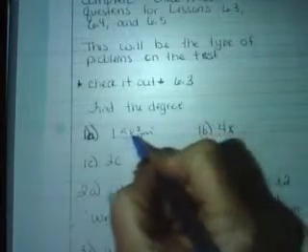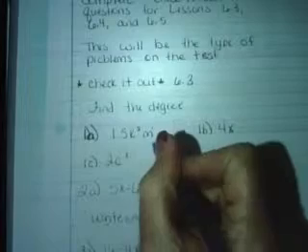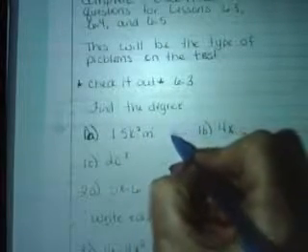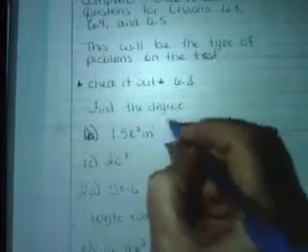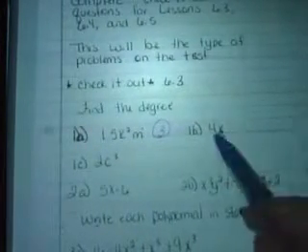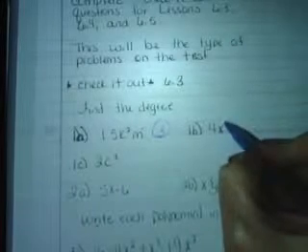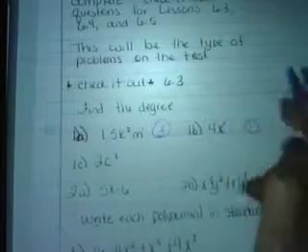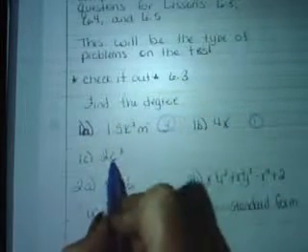Lesson 6.3, it wants us to find the degree. When we're finding the degree of a monomial, we're going to add the exponents together of the variables. So in this case here, the degree is going to be 3. 1B, looking at my variable, I can see the degree is going to be 1. 1C, again looking at my variable, the degree is 3.